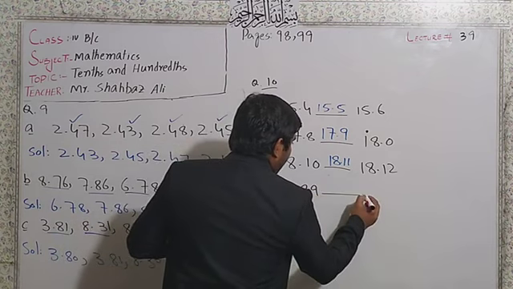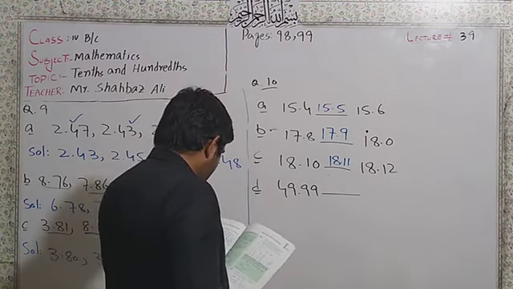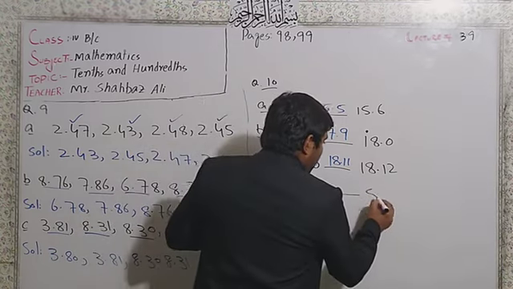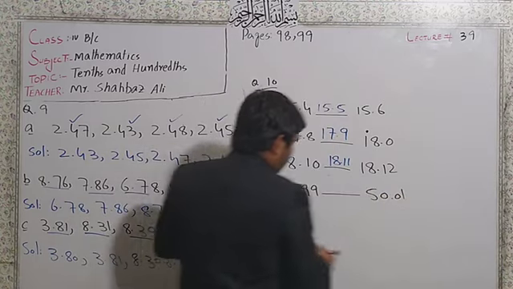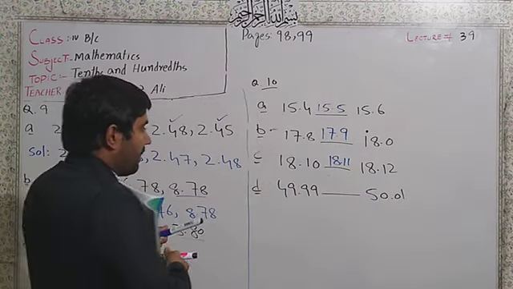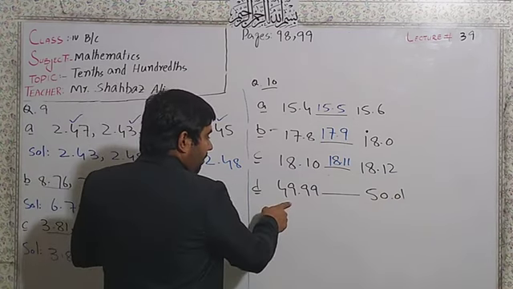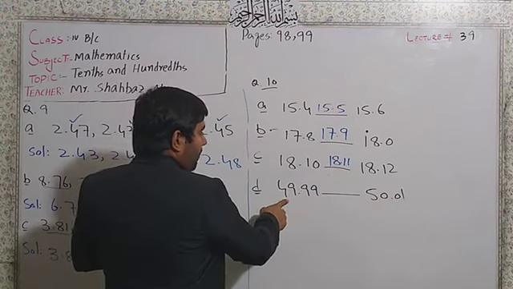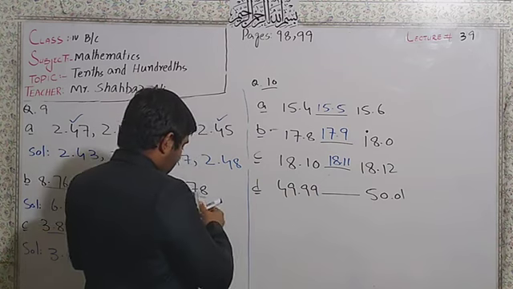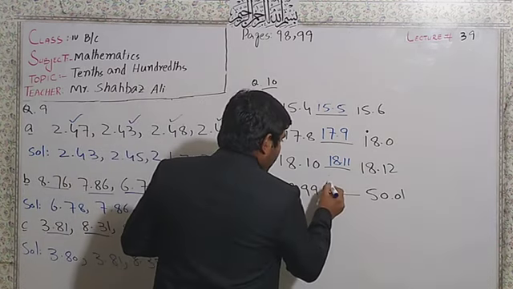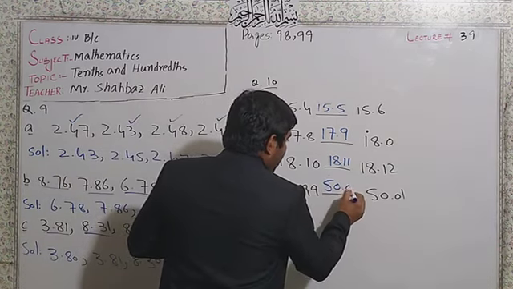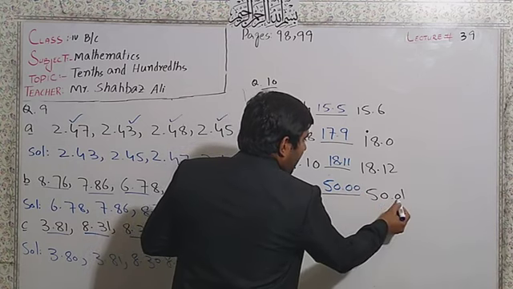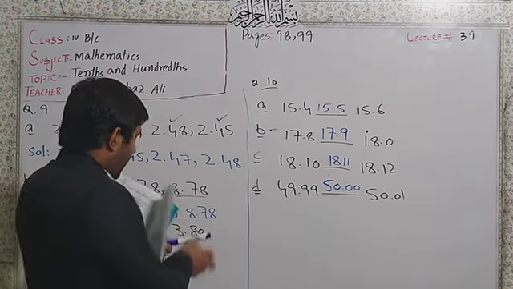49.99. What will be the number? And then 50.01. So as you know that after 49.99, the number will be 50.00. This is the answer, 50.00, and then 50.01. Okay.